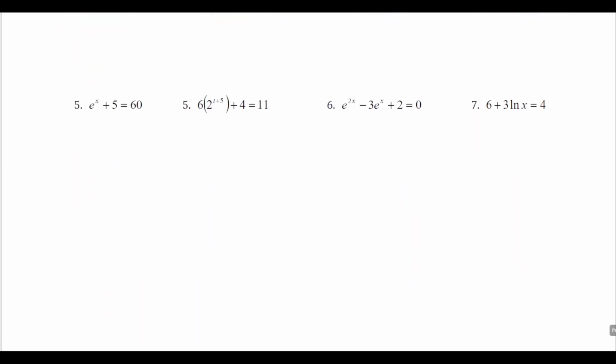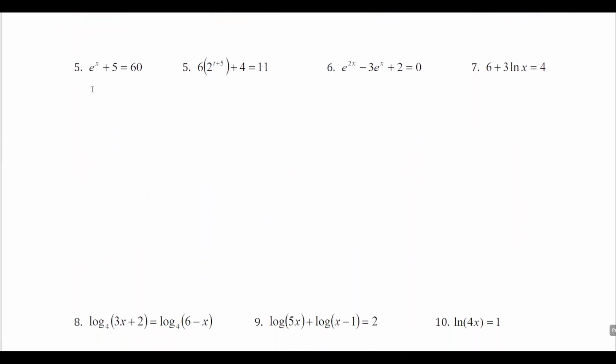For number 5, we will begin the problem by subtracting 5 from both sides, so we get e to the x equals 55, and then do what we did in number 4, take the natural log of both sides. Essentially we're using the inverse property to isolate x. So the natural log of e is just going to cancel out and we've got x. So x equals the natural log of 55.